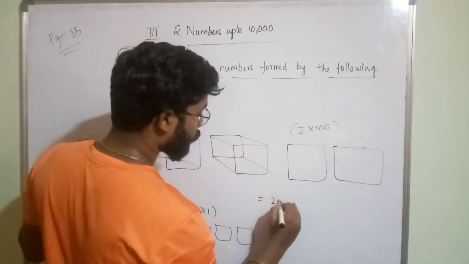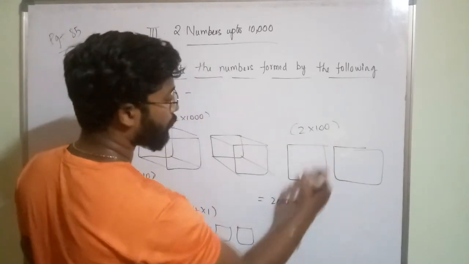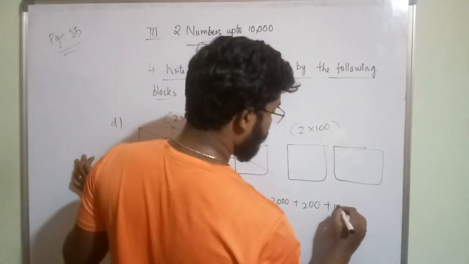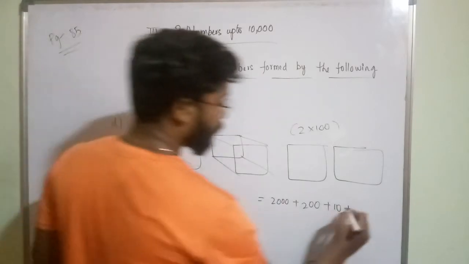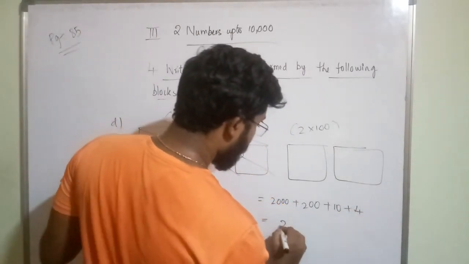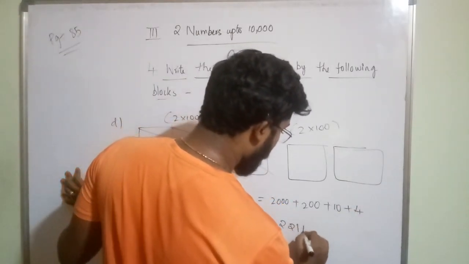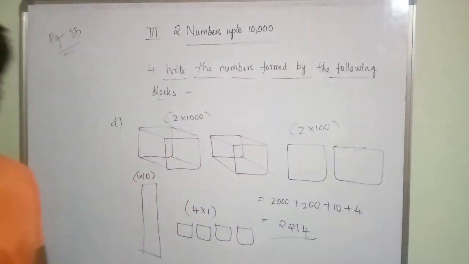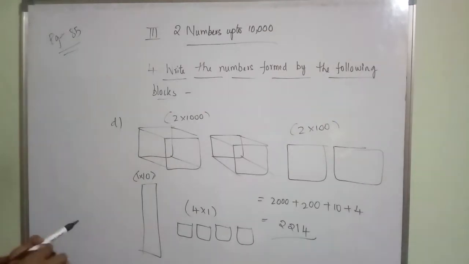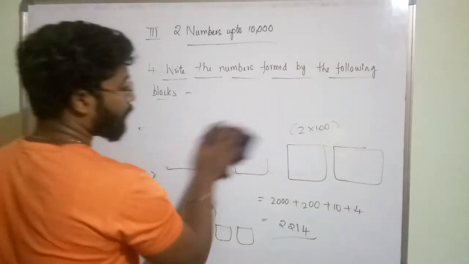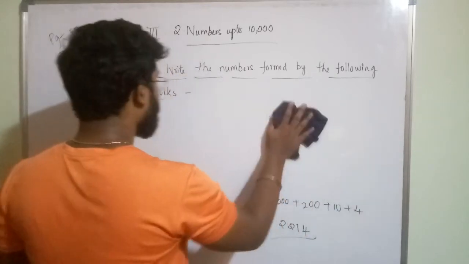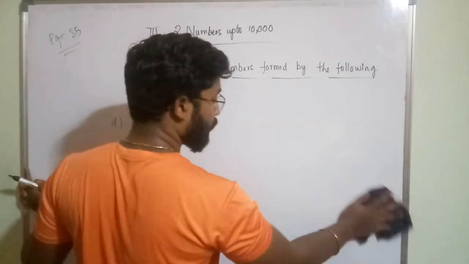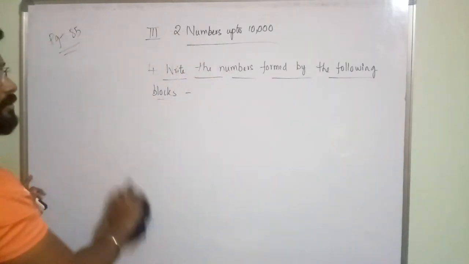2 into 1000, 2000, plus 2 into 100, 200, plus 1 into 10, 10, plus 4 into 1, 4. What is the answer? 2214. If you add all this, you will get 2214. Like that, by seeing the type of boxes, you have to understand that cube box value is 1000, square box value is 100. You have to remember that. It is very easy for you.